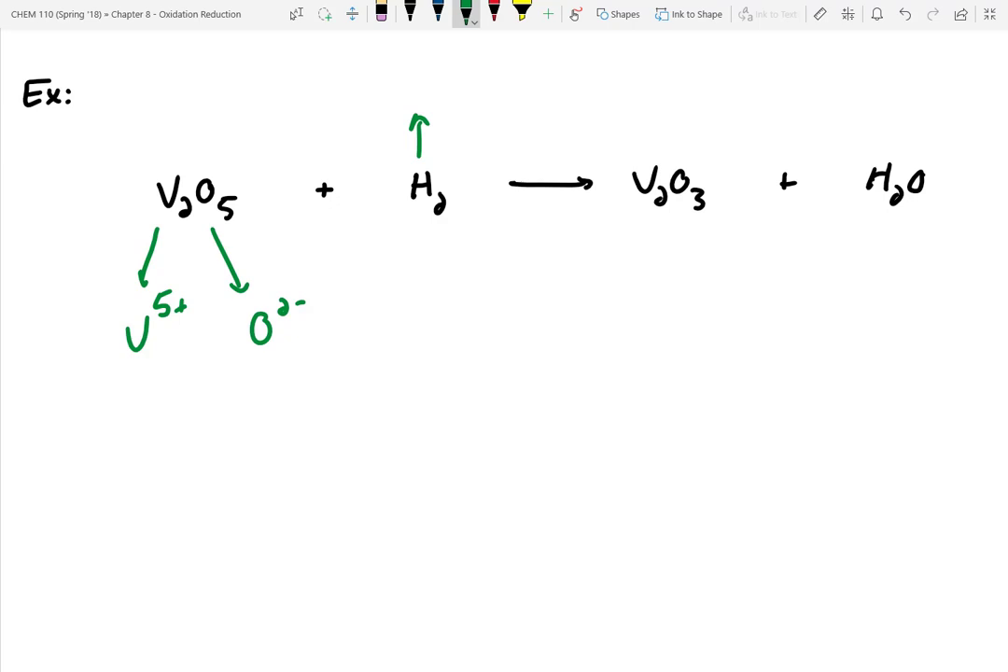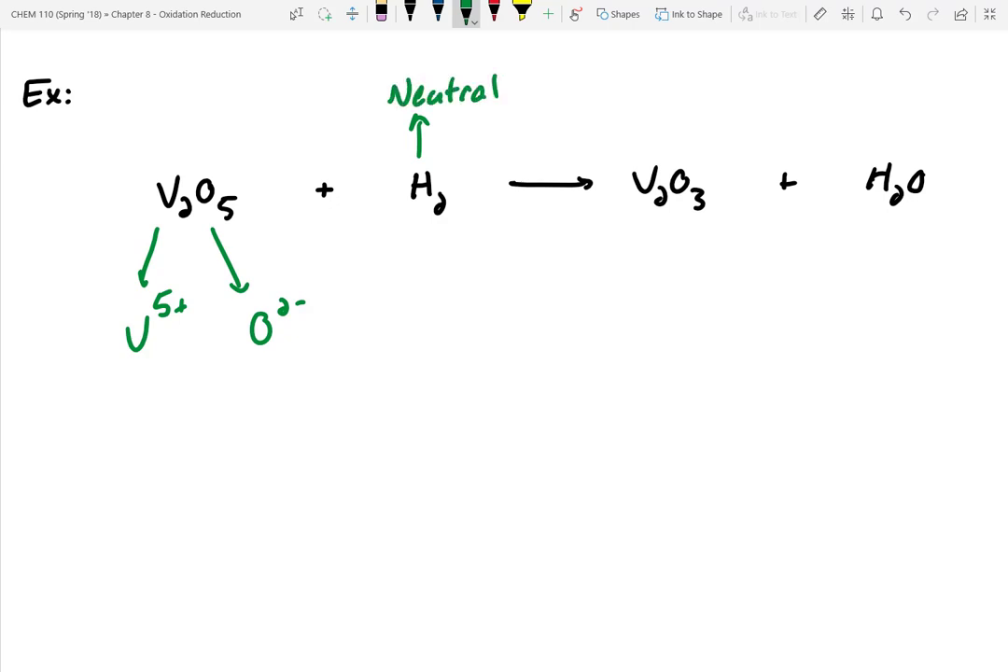All right, so we worked through the vanadium 5 oxide. We knew that the charge for the vanadium had to be 5 positive, and the charge for each of the oxygens was 2 negative. What about the hydrogen? It's H2. Neutral, exactly.